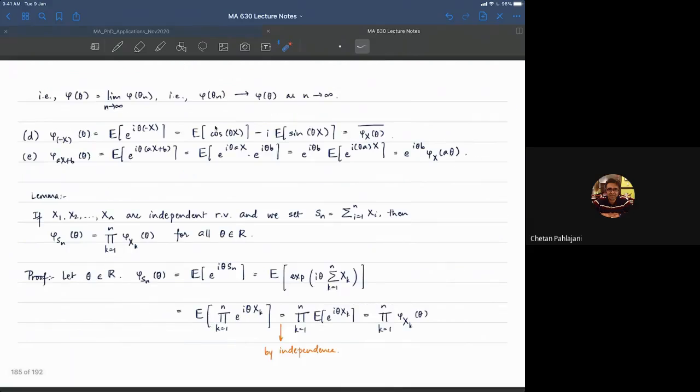Again, this is a very straightforward check. So phi of ax plus b at theta is expectation e to the i theta times ax plus b. So this is expectation e to the i theta ax times e to the i theta b. Now remember that e to the i theta b is a constant, and so I can pull it out. So I pull out e to the i theta b, and I'll have expectation e to the i theta ax. But wait, what is this? This is simply phi x evaluated at a theta, and so you get e to the i theta b times phi x evaluated at a theta. Any questions so far?